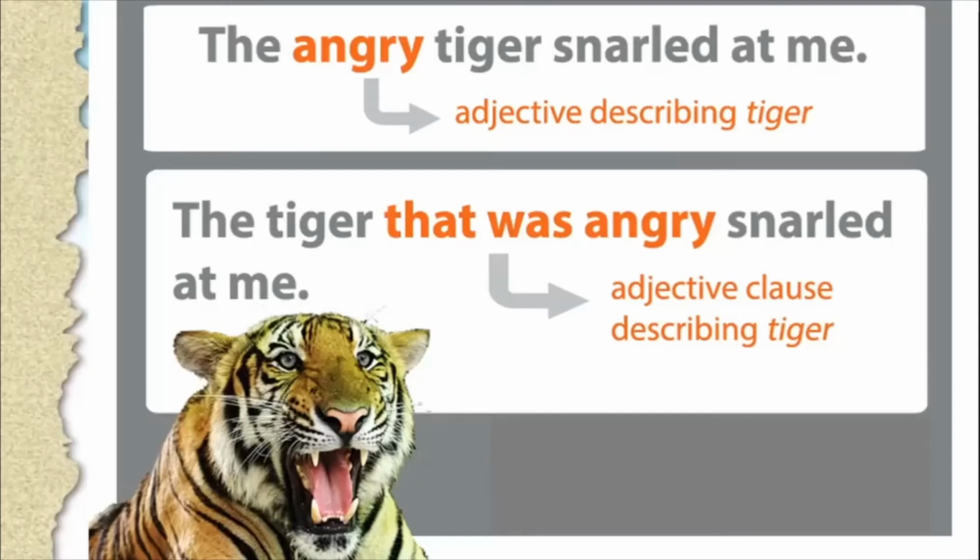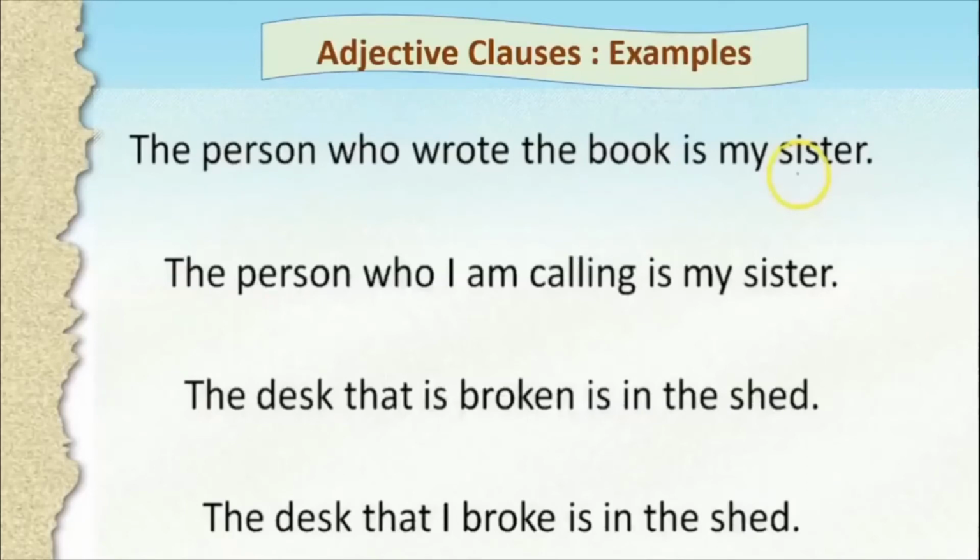Isn't it? See how we have changed it and made the adjective into an adjective clause. So we have written, the tiger that was angry snarled at me. So see, the angry became that was angry. One word became a group of words and so it became a clause. Alright. So once again, the tiger that was angry. So that was angry replaces angry here, and it describes the tiger. So it is an adjective clause. Alright. So I hope this explanation satisfies you. Let us look at some examples now.